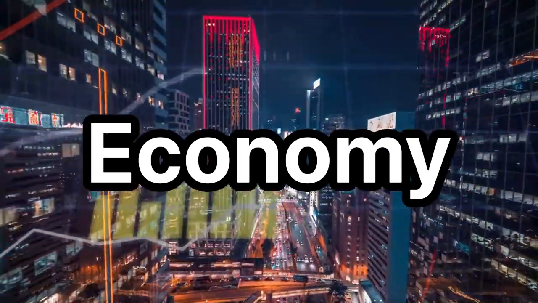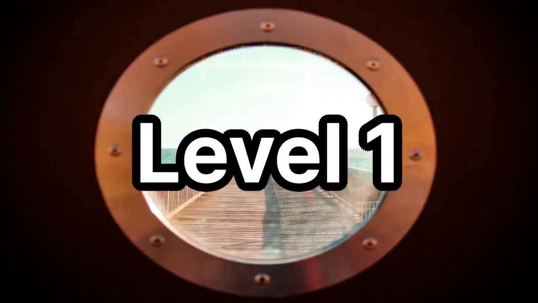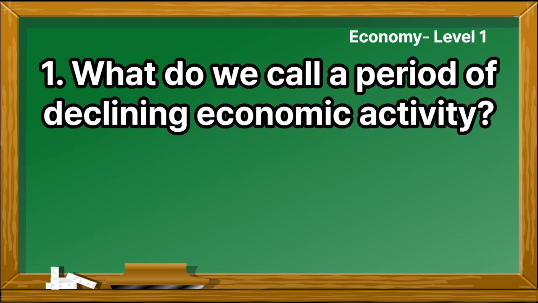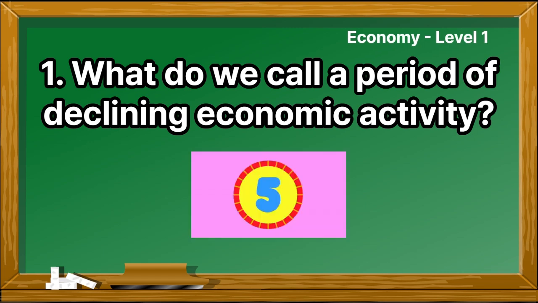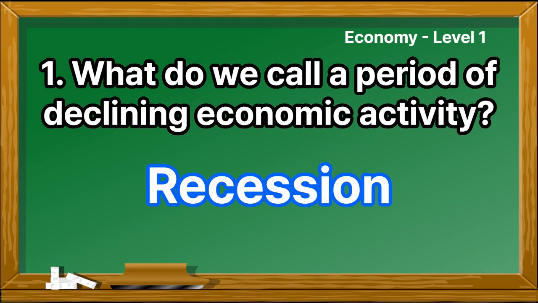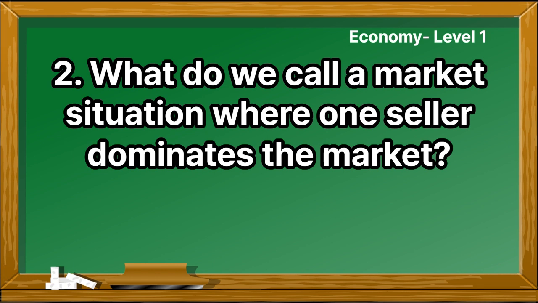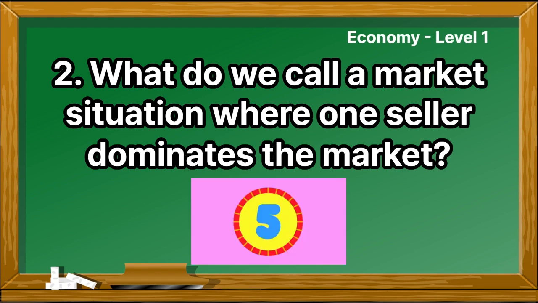Economy. Level 1. What do we call a period of declining economic activity? Recession. What do we call a market situation where one seller dominates the market? Monopoly.